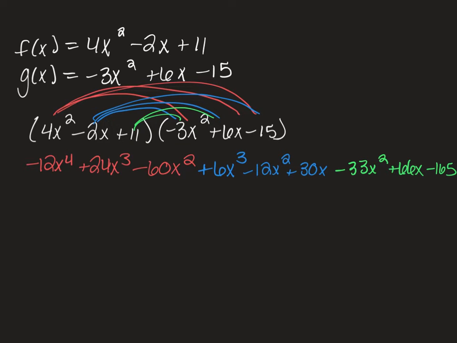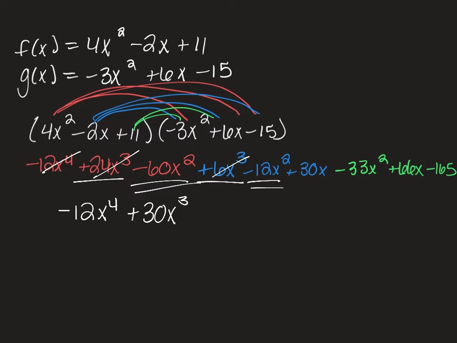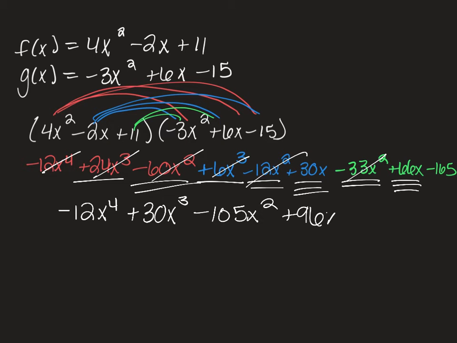Okay, and then from that point, we just, again, combine like terms. So we don't have anything with our negative 12x to the fourth. So then we have a 24x cubed and a 6x cubed, which is going to give us our 30x cubed. So those are done. Then negative 60, negative 12, negative 33 gives us that negative 105. And then we have 30x and 66x, giving us 96. And then we've got our minus 165 on the end.